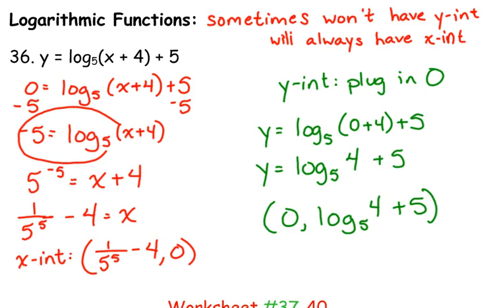No. I don't have to because my variable's on the other side. My variable is by itself. The only reason why we would have to write an exponential form is if the variable was in the logarithm. Okay, so that's our y-intercept for that function.